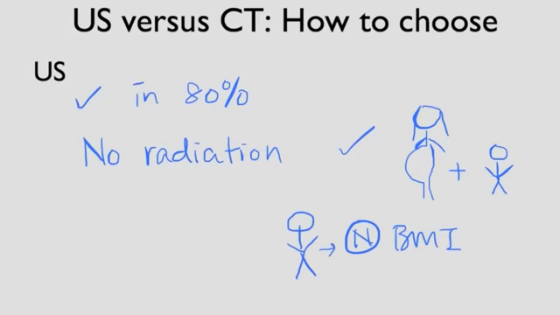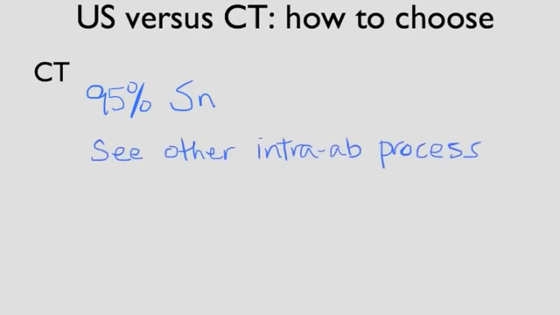CT is more sensitive than ultrasound in diagnosing appendicitis. The sensitivity is about 95%. The big advantage of CT is that in addition to diagnosing appendicitis, it can also diagnose other intra-abdominal conditions at the same time. The problem for CT is that, of course, it has radiation, and it often needs intravenous contrast, and therefore allergy and renal impairment can be a relative contraindication for CT scan. It has to be discussed on a case-by-case basis.